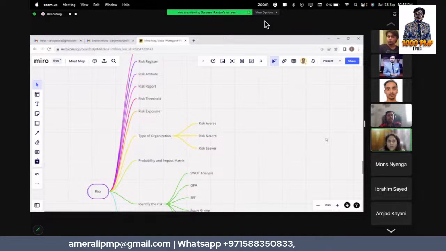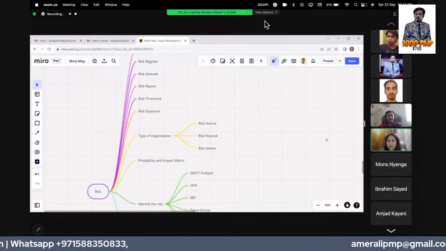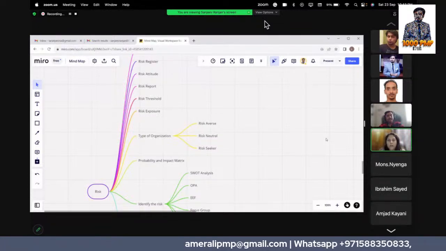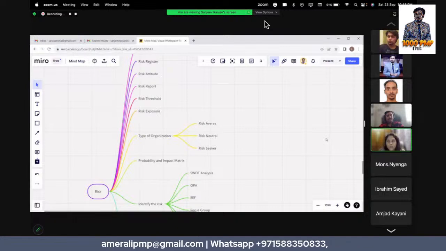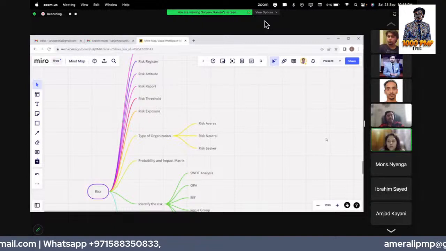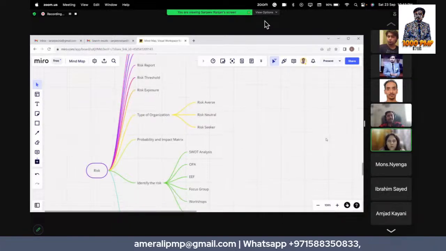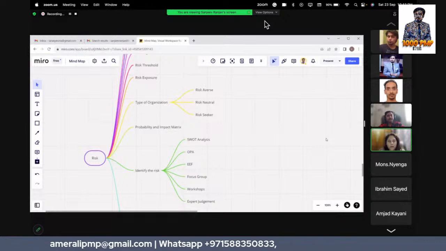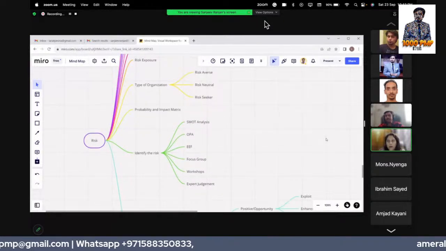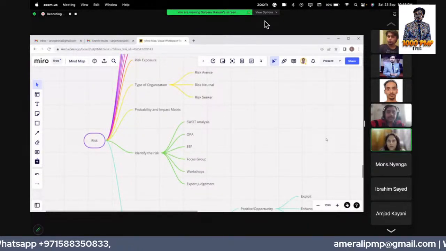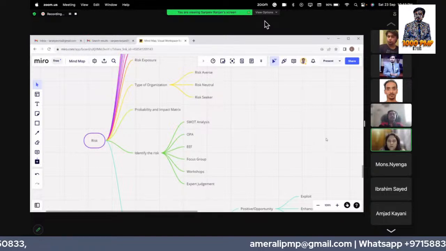The risk register is the document where we have all the types of risk present in the organization, where it has to be analyzed and categorized as per priority, and it has to be reassessed during all the phases of the project as well. We have risk attitude, risk report, risk threshold, exposure, and we have different types of organization where we have how they tackle risk normally. We have risk averse, risk neutral, and risk seeker organizations.